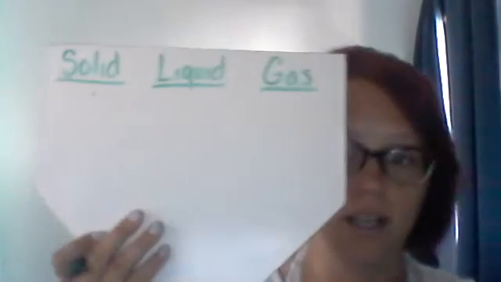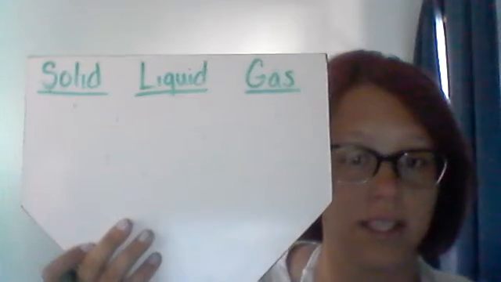So what are the phases of matter? And I'll give you a hint, there are 3. Matter is anything that takes up space and has weight to it. So what are the 3 phases? Ready? Okay, so the 3 phases are solid, liquid, and gas. That might have jogged your memory a little bit.